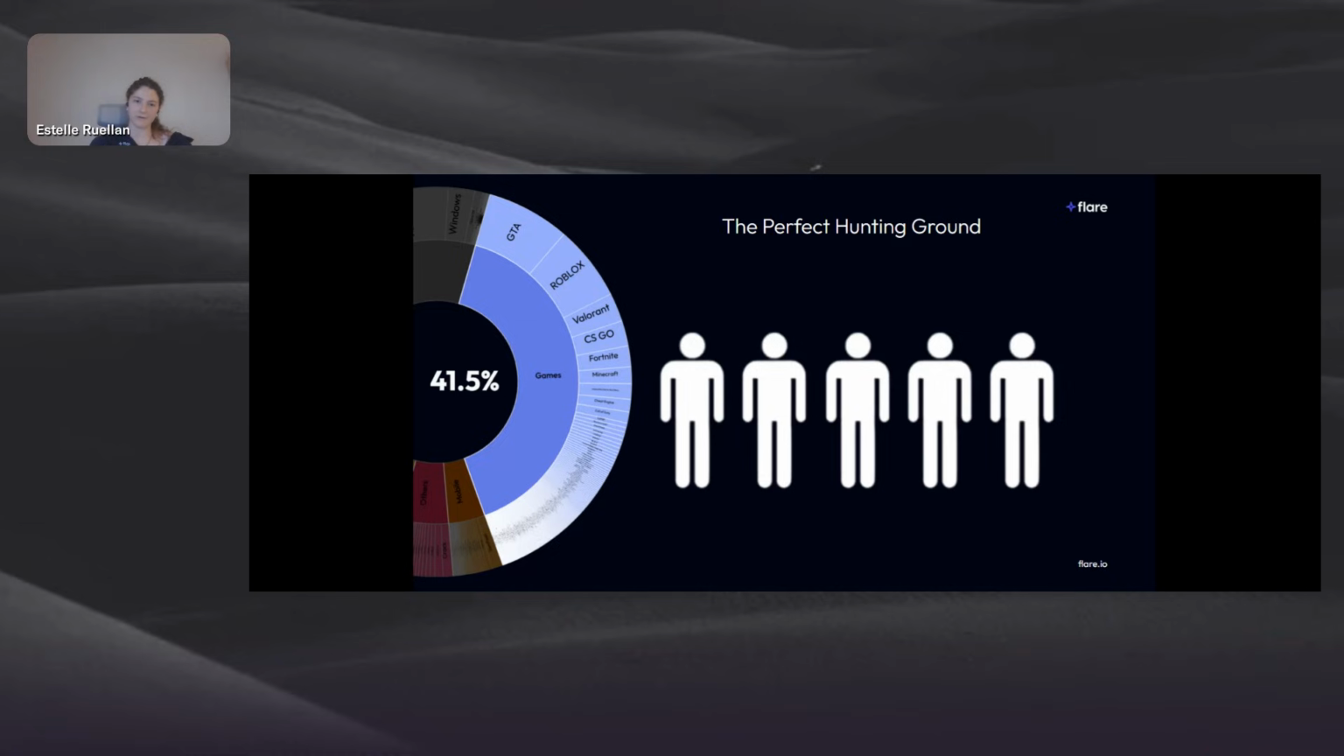This unique tailoring from the threat actors to the gaming community has rendered the gaming as the perfect hunting ground for threat actors. So much so that roughly 2 out of 5 people in the study were infected by a gaming-related file.